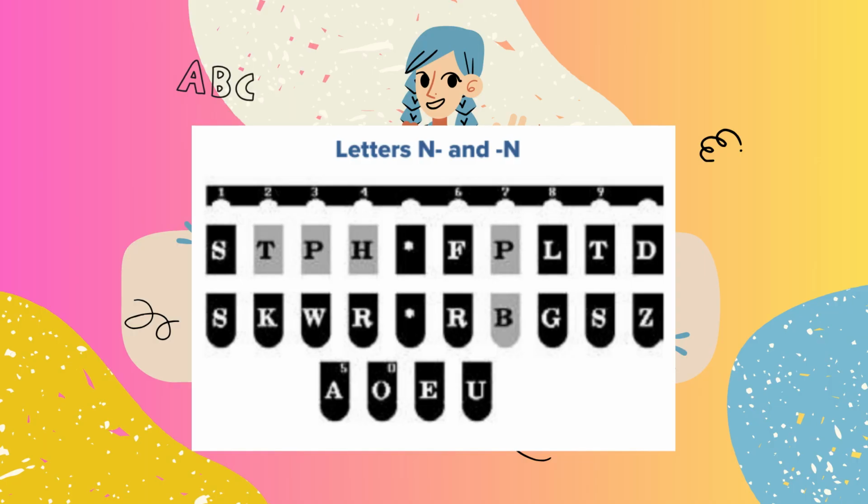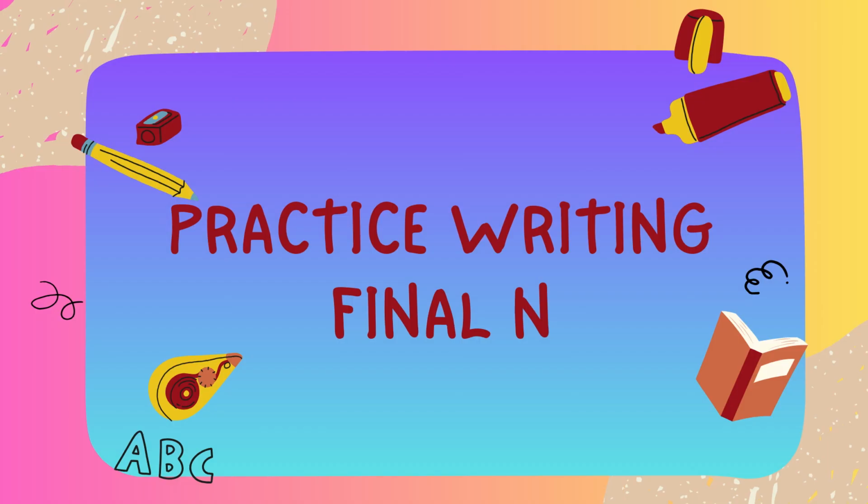Now, how do we write final N? Final N is final P and B. So you put your right middle finger on the crack in between final P and final B, and then you press it. So that's final N. So when you see final PB, that's probably final N. Final N, ready? Start. Let's practice.